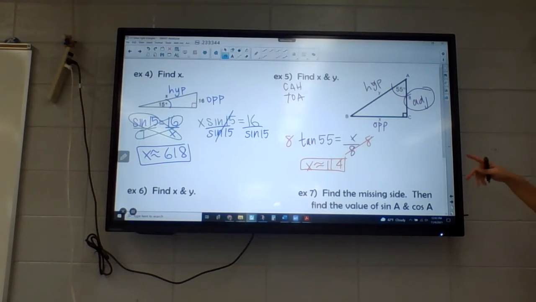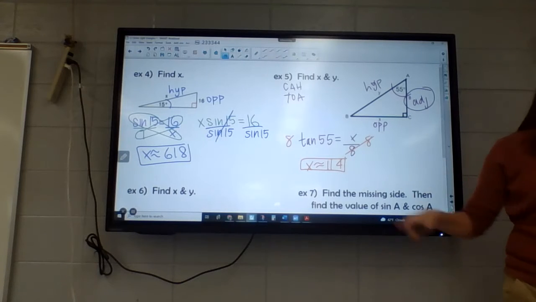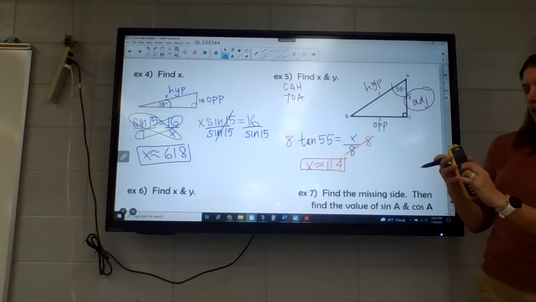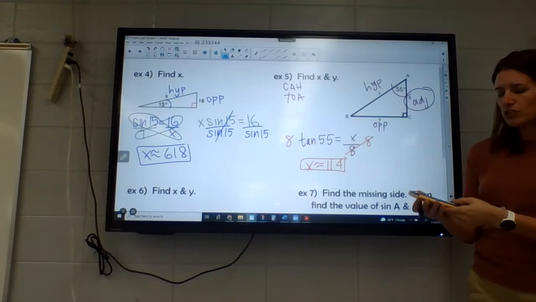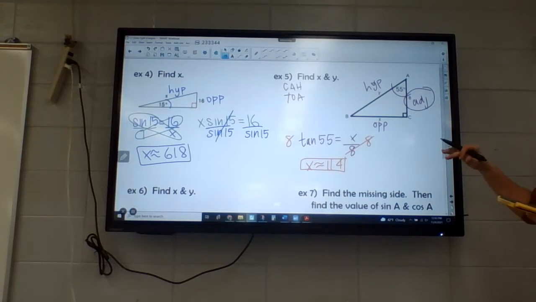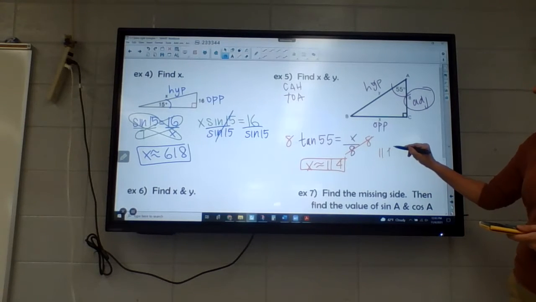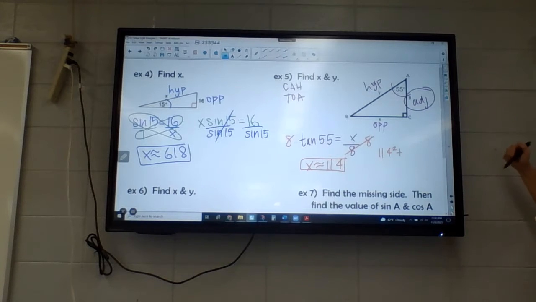The only thing is when we have a decimal like this, we just want to be careful on our rounding. So I take this really long decimal and leave it in there, and then I just square it so I don't have to retype it. So I'm basically doing 11.4 squared, with more decimal places, plus 8 squared, and that's going to give me my y squared.